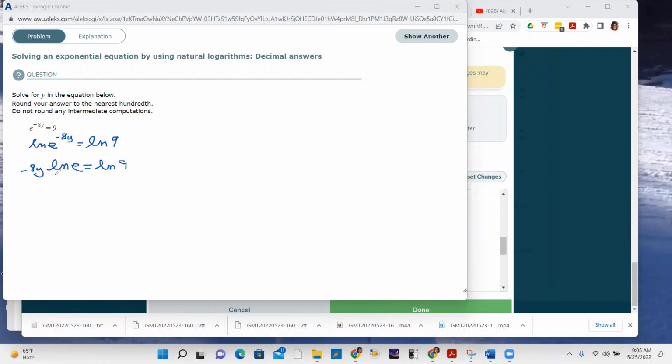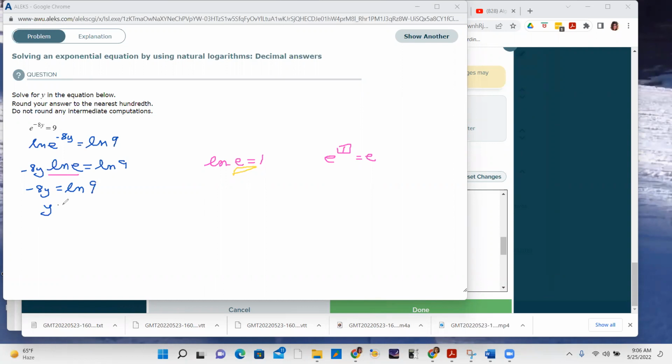And then note that the natural log of e equals 1. And that's because the base of natural log we know is e. Even though we don't write the base e, we know the base is e. And if you think about that triangle, the base e to the 1 power equals e. Right? e to the 1st power equals the argument. So natural log of e equals 1. So that gives us just -8y equals natural log of 9.